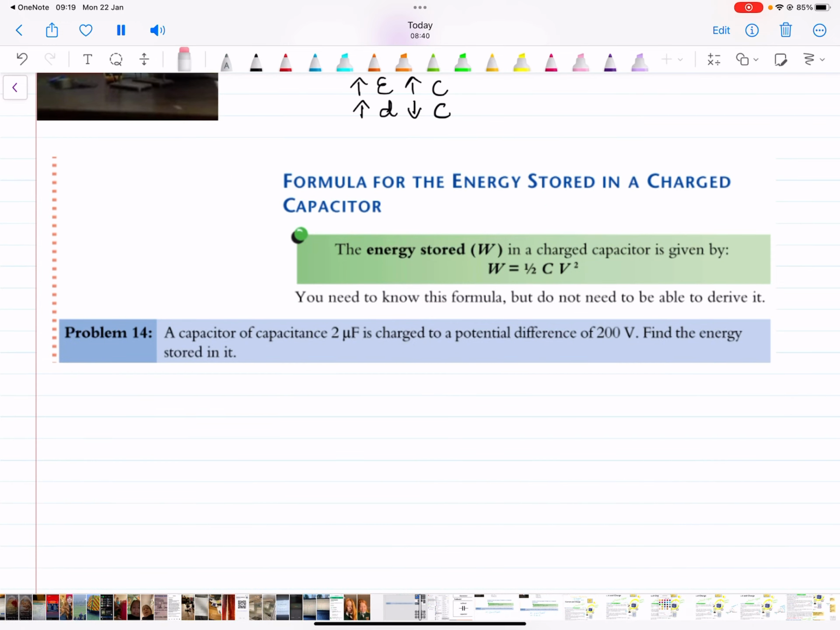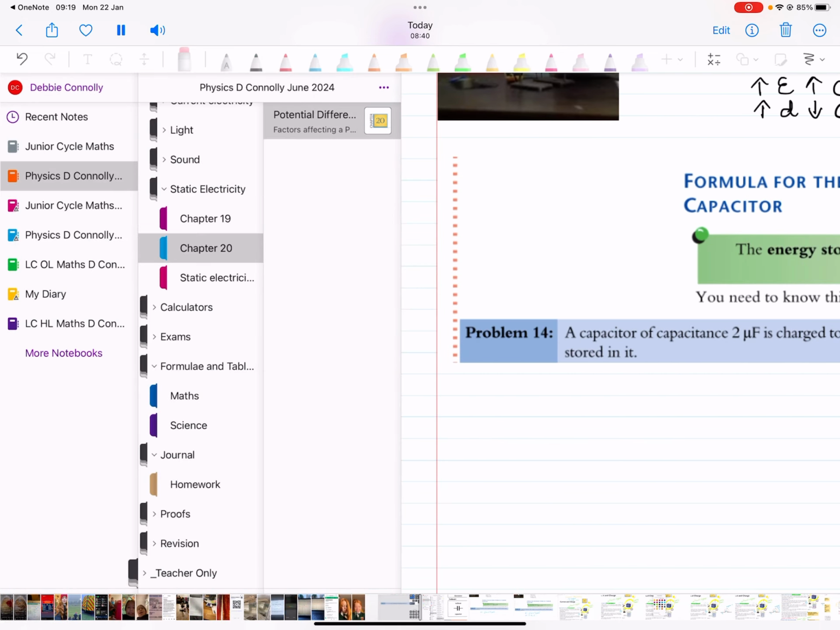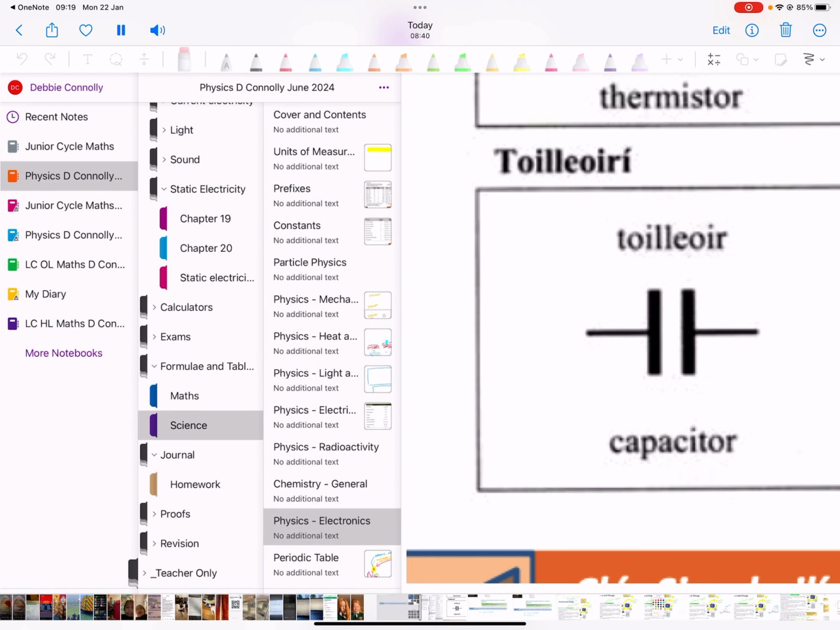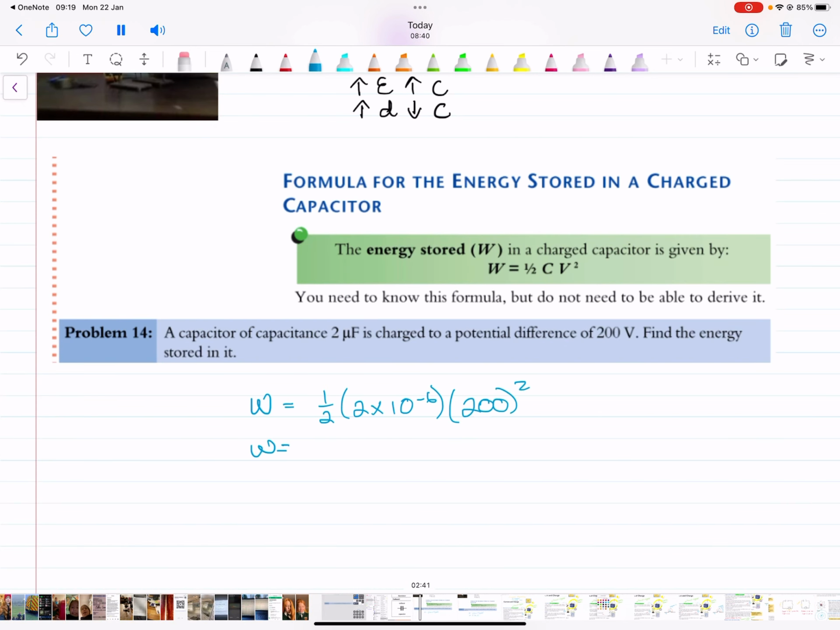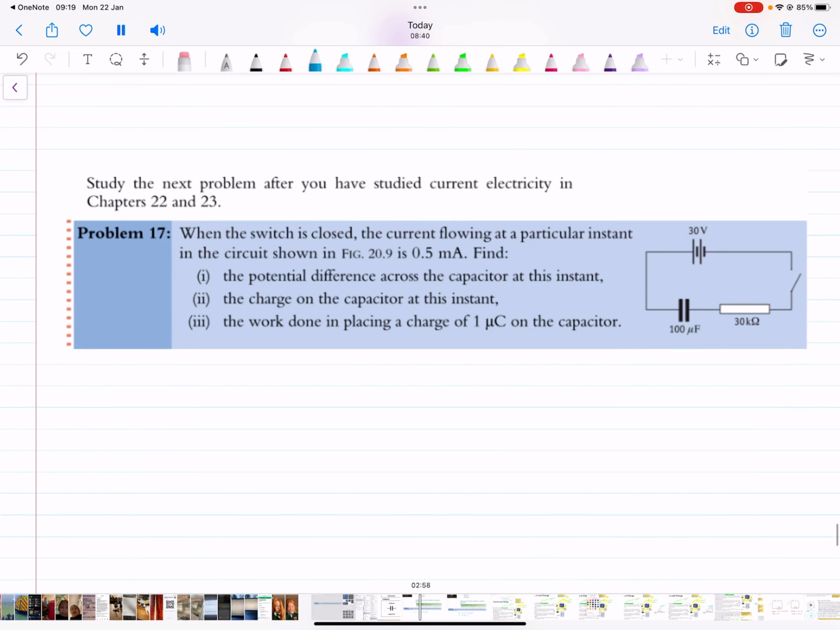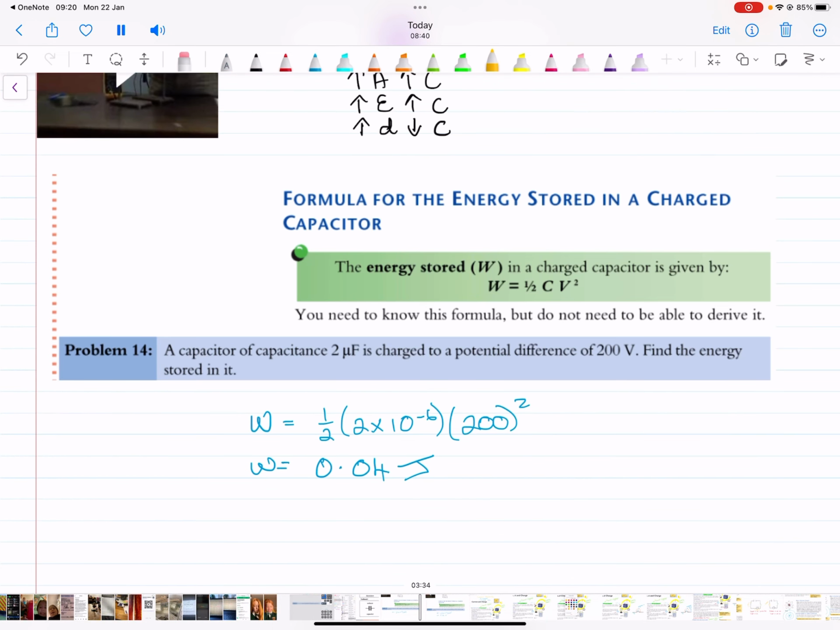So I just had to finish off static, which is what's here. The last thing was the energy stored in a charged capacitor. This is just checking it in the formula and tables book, so that's all fine. And then I used it, very straightforward, and that's basically static.